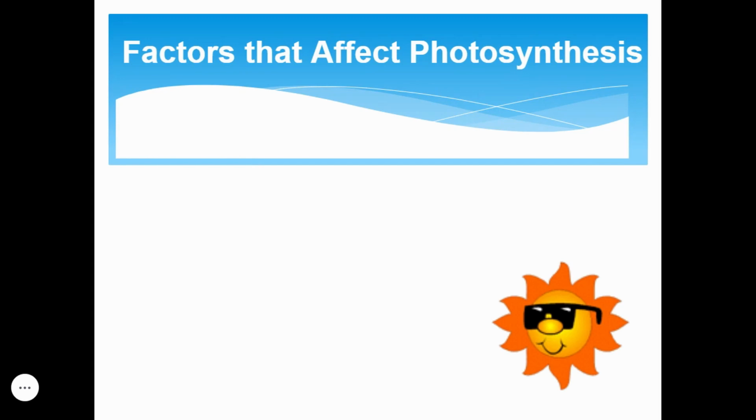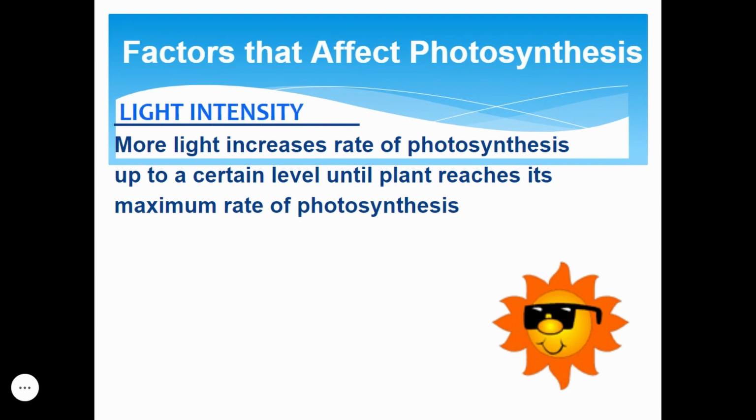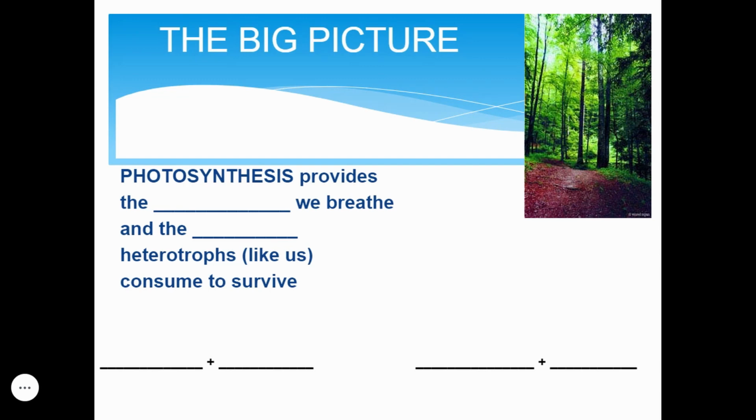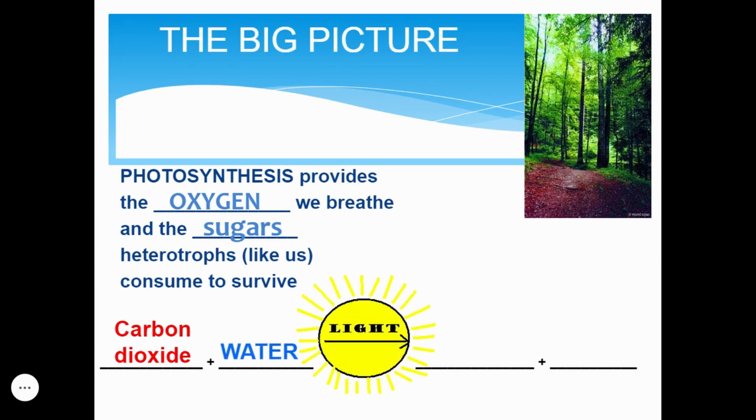The final thing that can affect photosynthesis, and we're going to do a lab on this, is light intensity. More light will increase the rate of photosynthesis up to a certain level until that plant reaches its maximum rate of photosynthesis. So, the big picture is that photosynthesis provides the oxygen we need to breathe and the sugars that heterotrophs like us consume to survive. Carbon dioxide plus water in the presence of light yields glucose and oxygen.